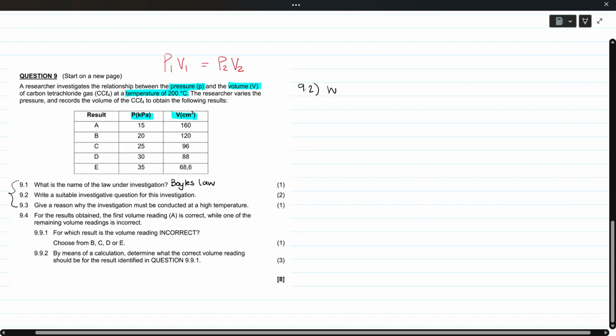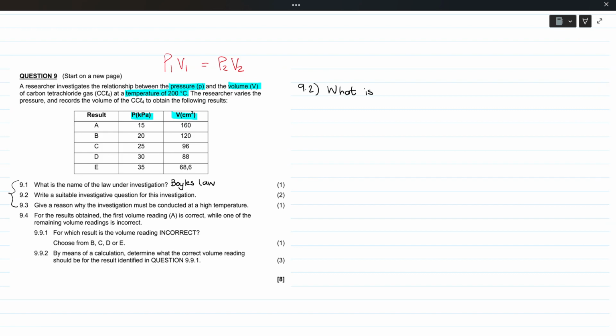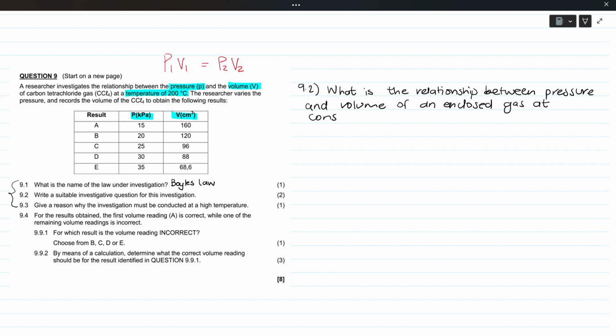So it's going to go something like, what is the relationship between the pressure and volume of an enclosed gas at constant temperature? And don't forget your question marks.